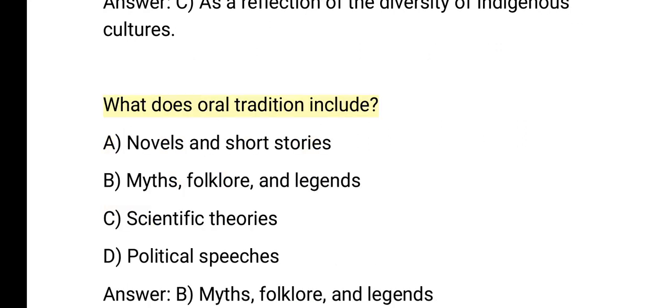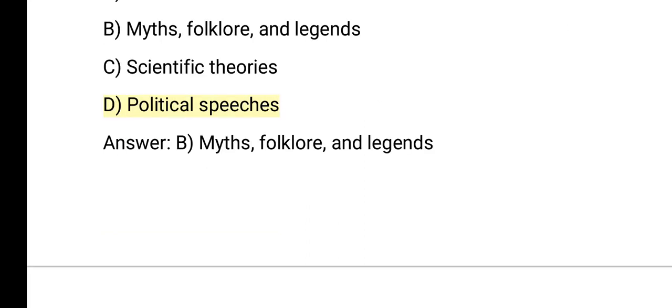What does oral tradition include? A. Novels and short stories. B. Myths, folklore, and legends. C. Scientific theories. D. Political speeches. Answer. B. Myths, folklore, and legends.